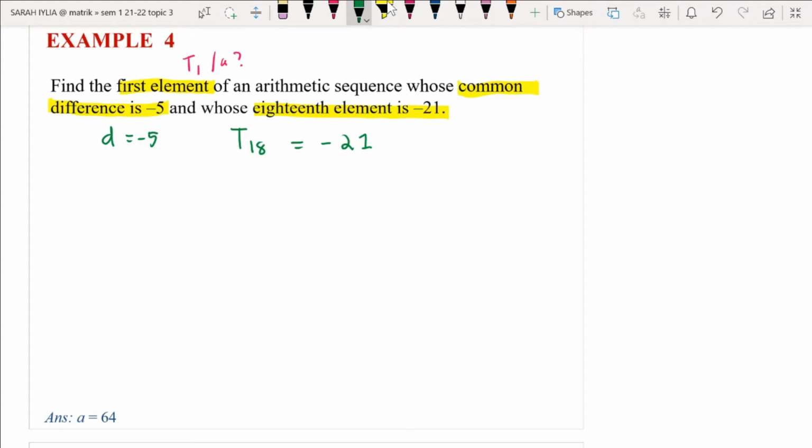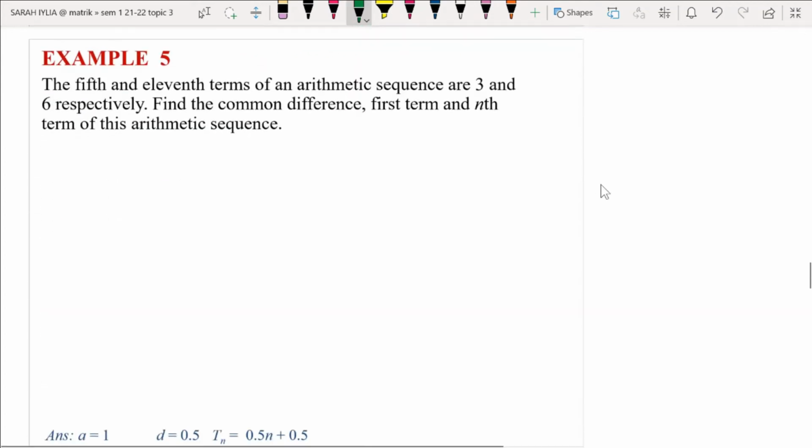T18 kita boleh open up using the n term formula. So, T18 is basically A plus n minus 1 D. D kita dah dapat tadi. First dia dah bagi. So, saya ganti je -5 kat situ. From here, simplify straight away. Awak boleh dapat A is basically 64. Dia simple je kalau awak faham dalam soalan tu info apa yang dia bagi. Kita proceed soalan seterusnya. Example 5.